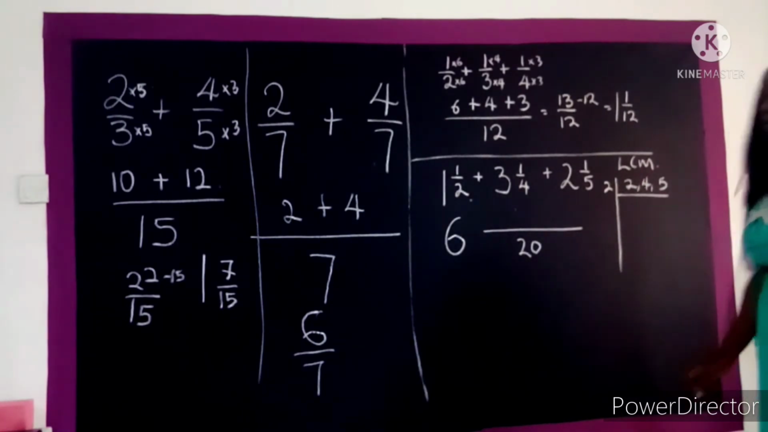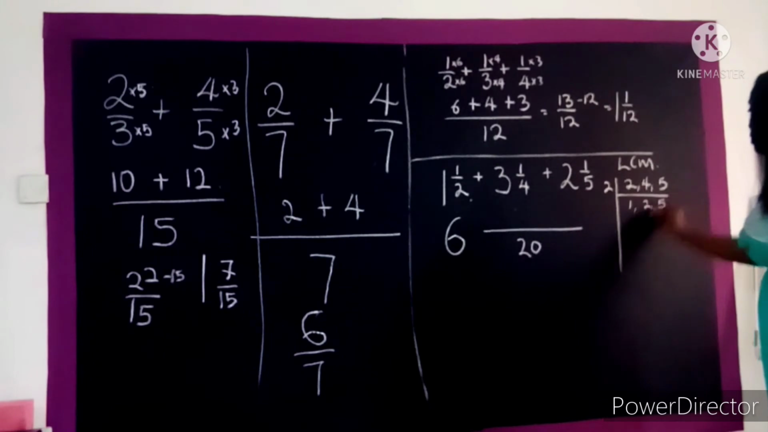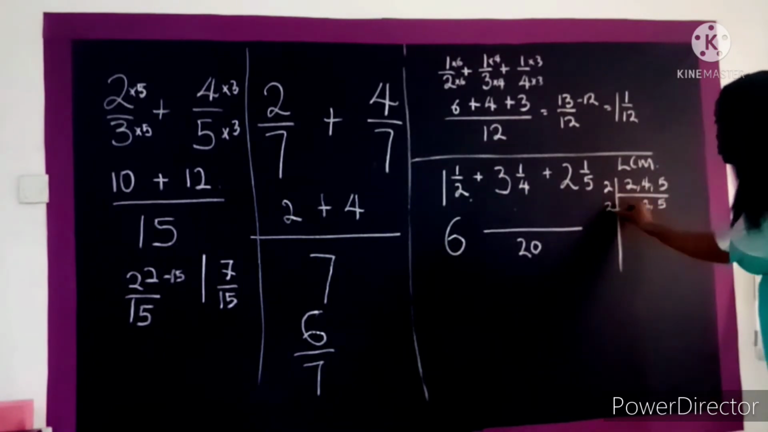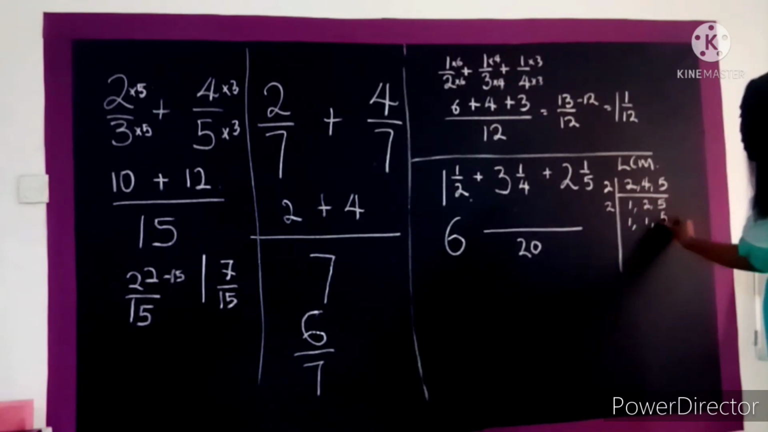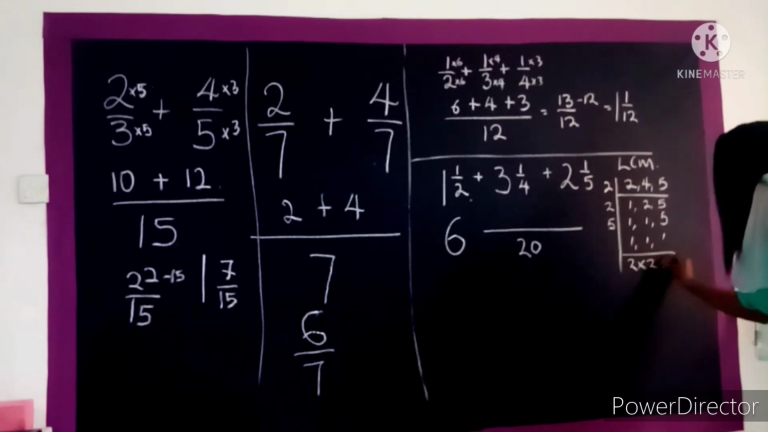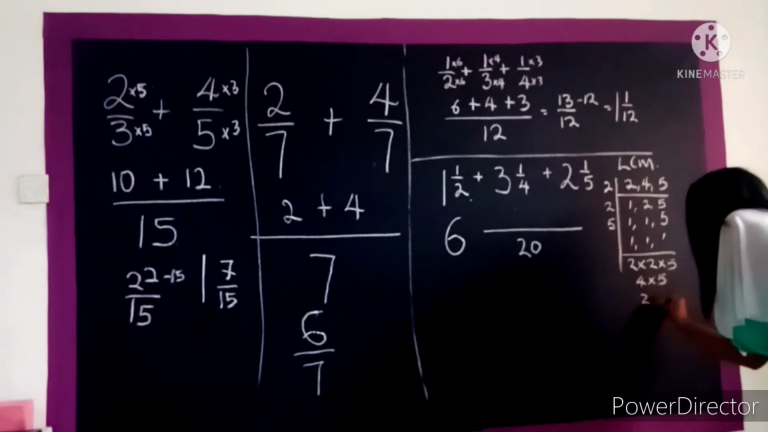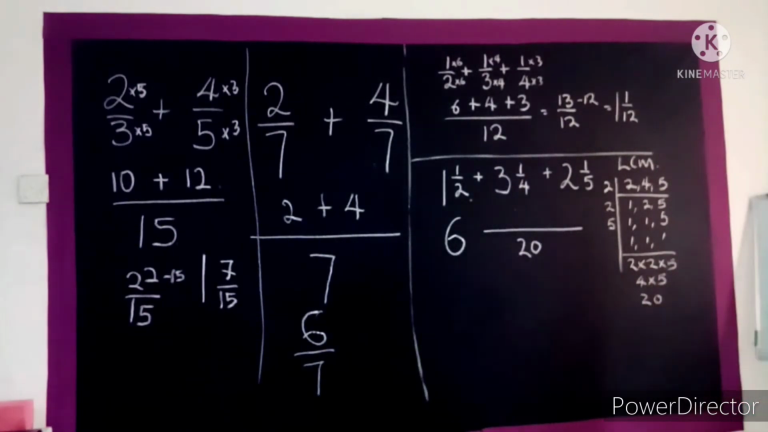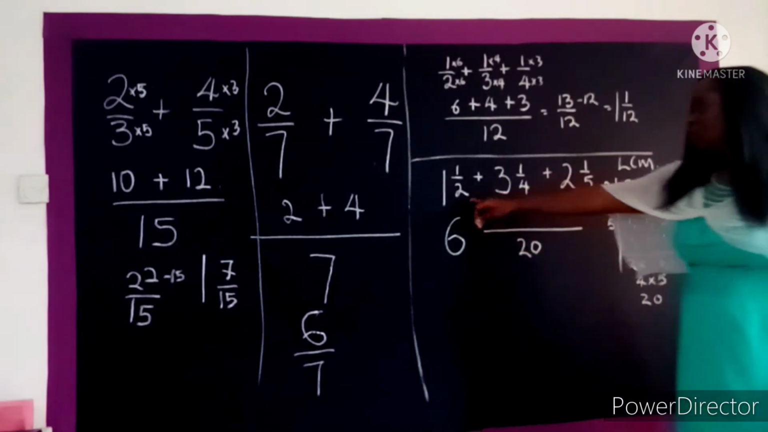2 is a common factor. So 2 will go into 2 once. 2 will go into 4 2 times. And we'll bring 5 down because it doesn't go. We'll bring another 2. 2 will not go into 1. 2 will go into 2 once. And we'll bring 5 down. 5. 1, 1, 1. So our LCM is 2 times 2 times 5, which is 4 times 5, which is 20.